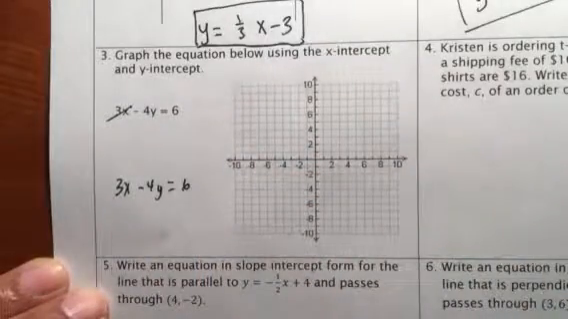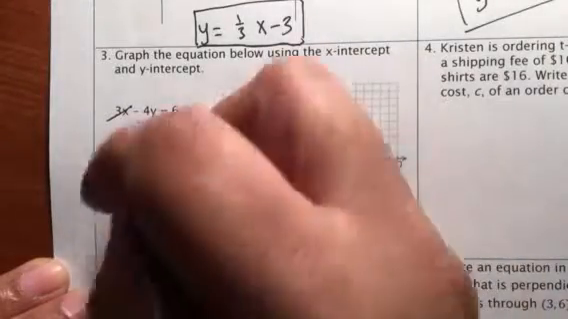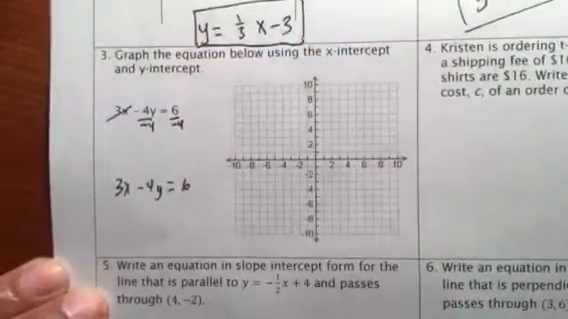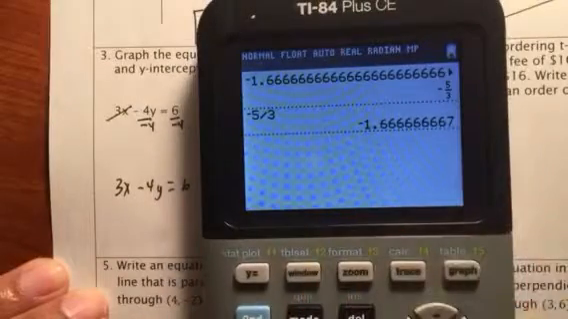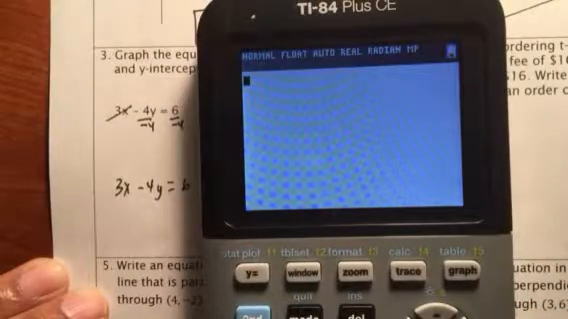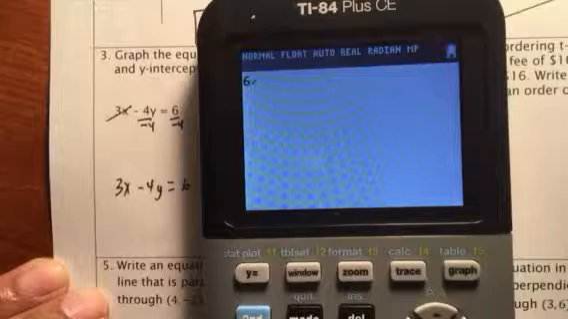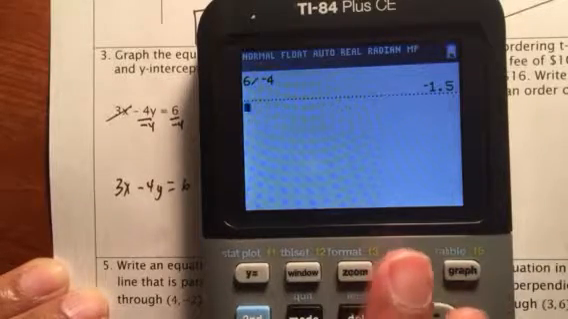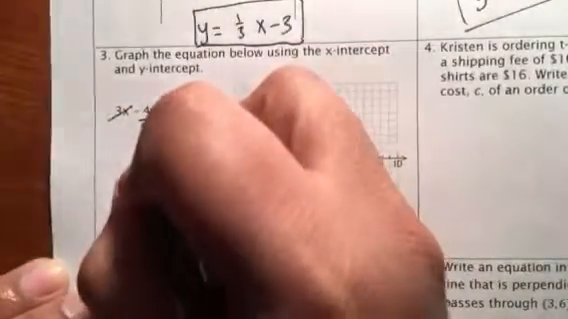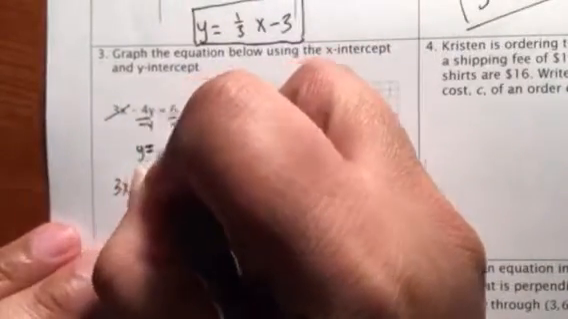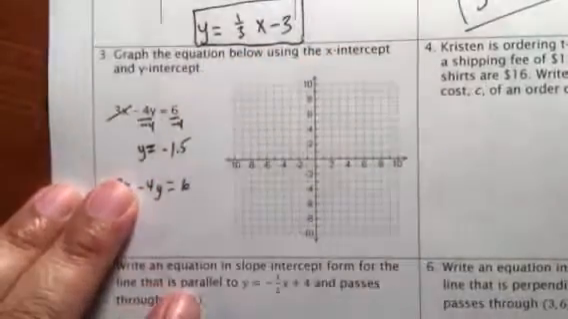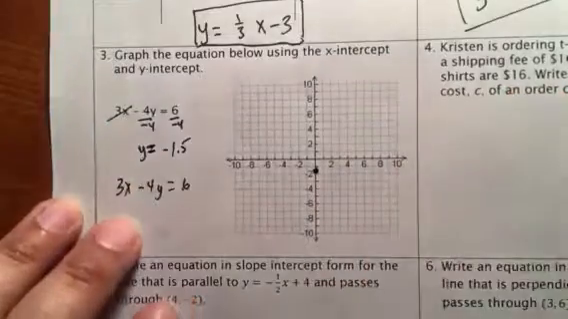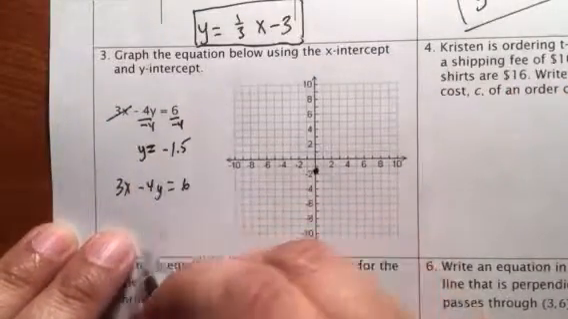So I'm going to cross out the x on this one, and I'm going to divide by -4. When I do that, I'm going to leave this in decimal form because it's easier to graph a decimal than it is a fraction in this case. So I have -1.5. So y is equal to -1.5. So I'm going to go to 1.5 on the y-axis, negative, and I'm going to plot my point. So that's my y-axis.